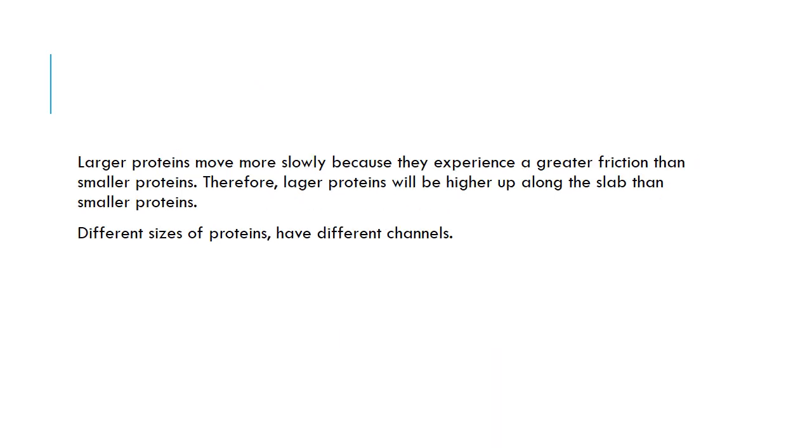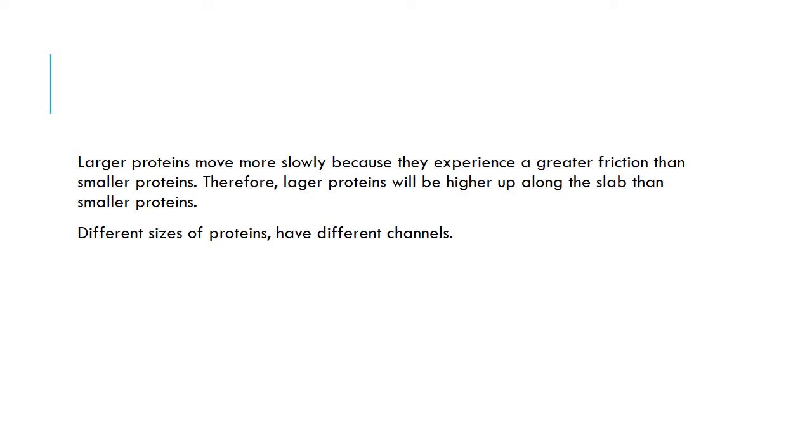Okay, so now here is the most important thing we need to understand. Since we have been saying that separation happens based on size, what happens? Larger proteins move more slowly because they experience greater friction than smaller proteins. Therefore, larger proteins will be higher up along the slab than the smaller proteins. So now, here is the thing we need to put in mind. Listen, listen. So this is like a small protein, and this is a large protein.